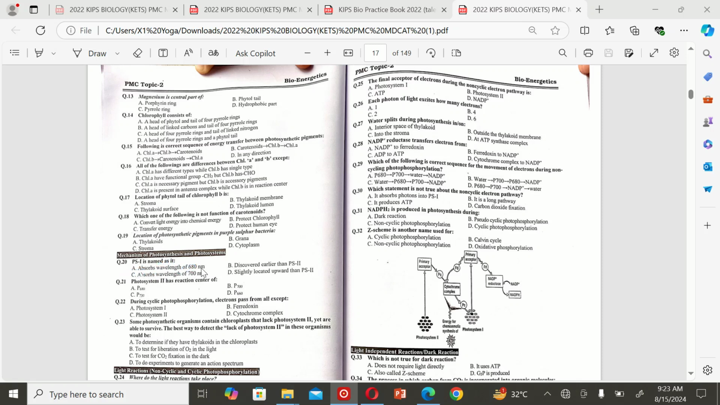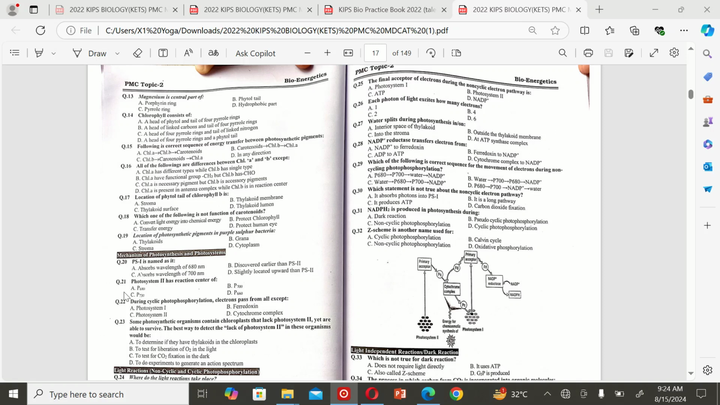The next MCQ is: PS1 is named as it A. Absorbs wavelength of 680 nanometer, B. Discovered earlier than PS2, C. Absorbs wavelength of 700 nanometer, and D. Slightly located upward than PS2. So the correct option is B. Discovered earlier than PS2.